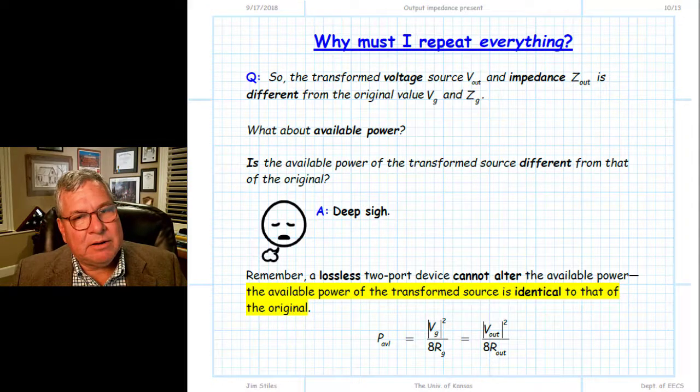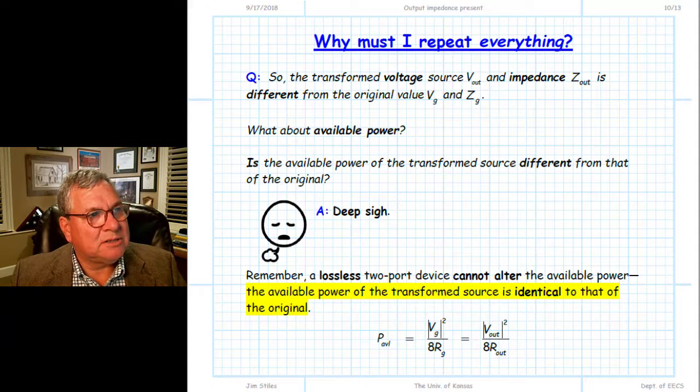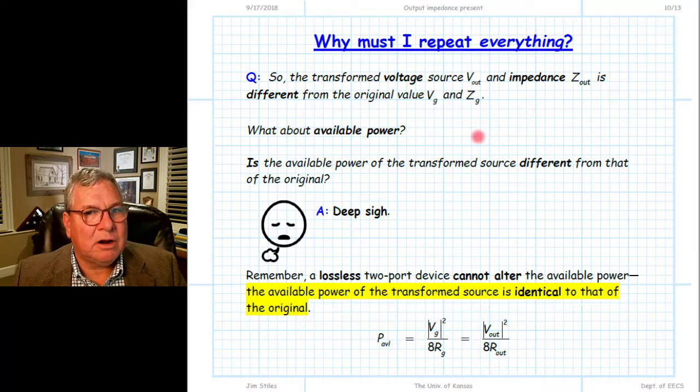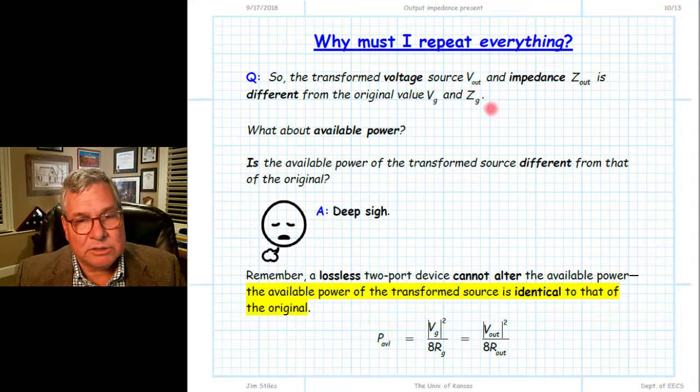So one thing we can determine from our result is that V out is almost certainly going to be very different than the original open circuit voltage VG. Likewise, Z out is going to be very different than the original source impedance ZG. Our length of transmission line has transformed our original source very fundamentally, so that we have different open circuit voltages and source impedances after that transformation.